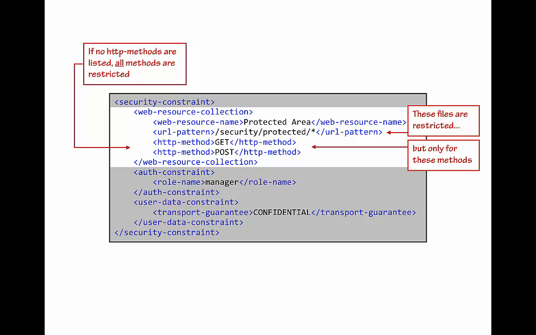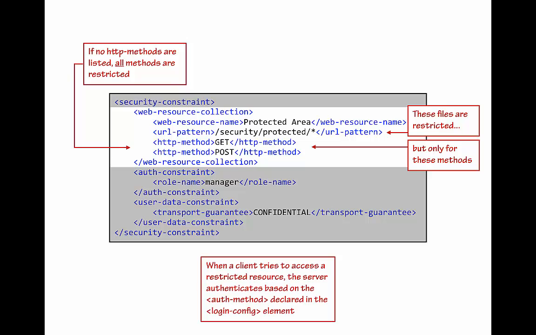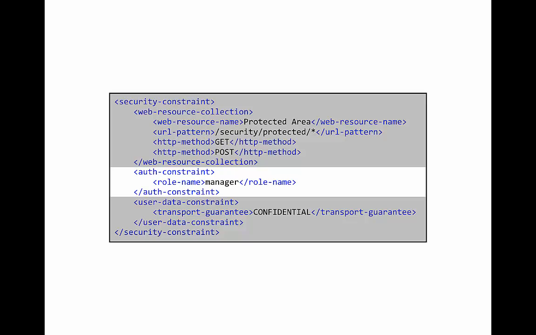When a client tries to access a restricted resource, the server uses the authentication method listed in the login config element to try and authenticate the user. The auth constraint sub-element here simply indicates that only clients that have a role of manager can access the protected resources.